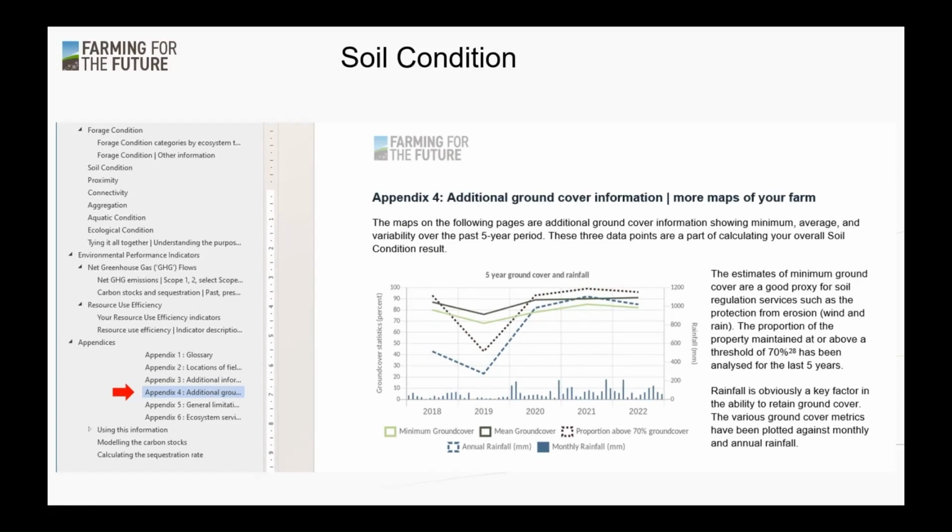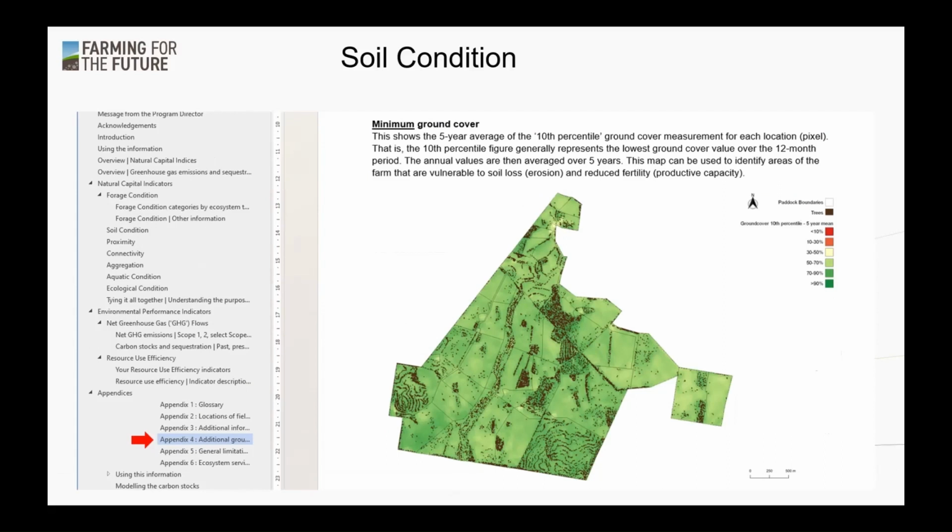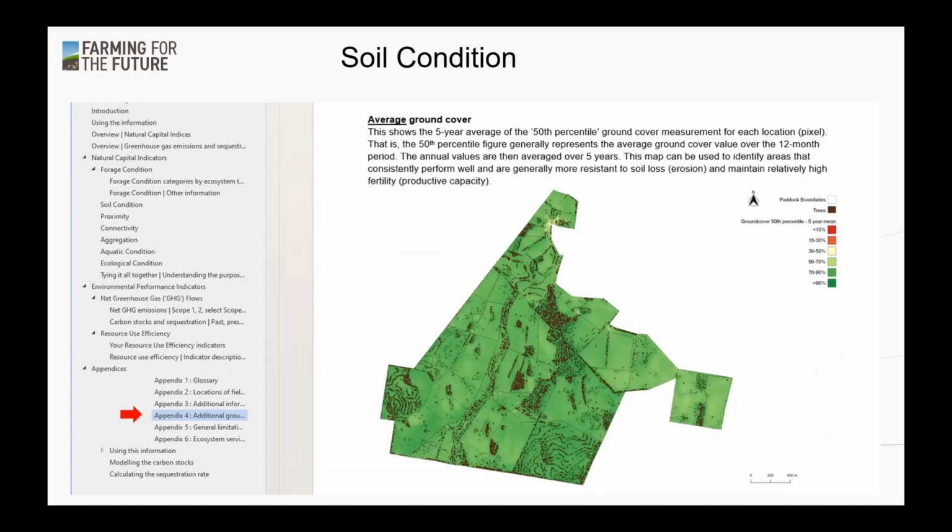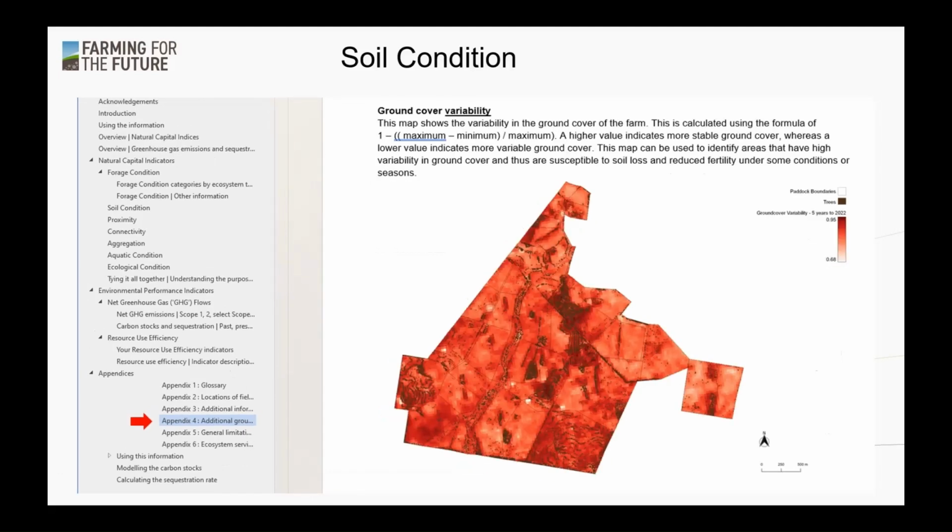In addition to the rainfall analytics, we've also provided maps showing you the average minimum ground cover across the 5 years for each of the pixels on the farm, as well as the average ground cover, and then also variability. And we're hoping this level of detail helps you tease out what's happening in your landscape in terms of the outcomes from your management decisions.